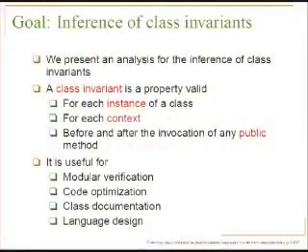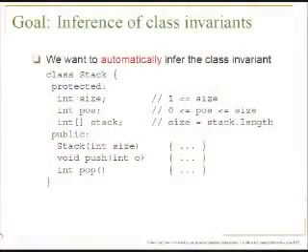In particular, the analysis we present is able to infer class invariants. Class invariants are properties that are valid for each instance of a class, for each instantiation context, and before and after the execution of any public method of the class from the context.